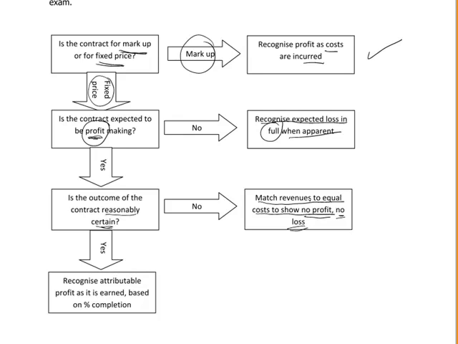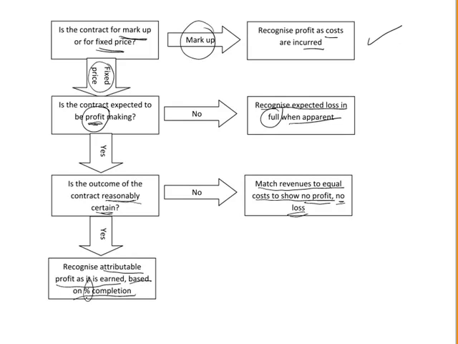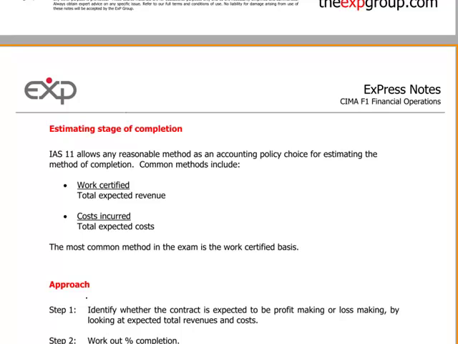However, if you're still on the good news and you're going to record a profit and that is reasonably certain, that's where you want to be, then what you have to do in order to create that matching and recognizing the related appropriate profit for each accounting period without anticipating such figures is to recognize attributable profit as it's earned based on a percentage completion. So how do we calculate this percentage completion? And on the next page you have the two options, one of them being more popular with your examiner.